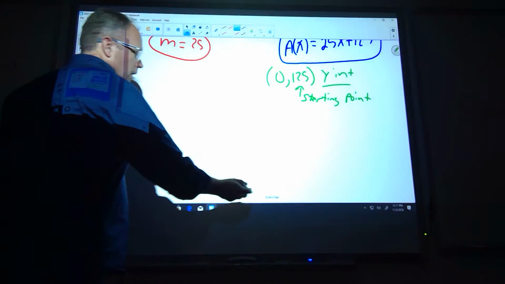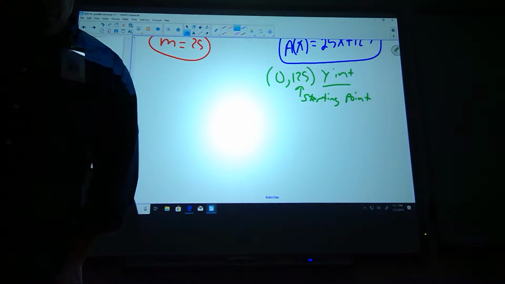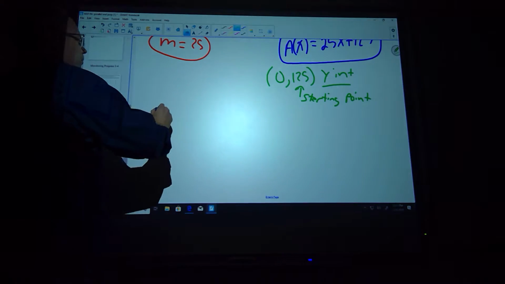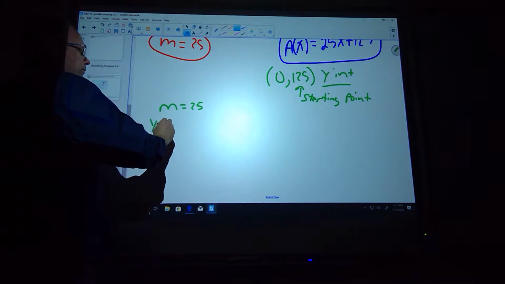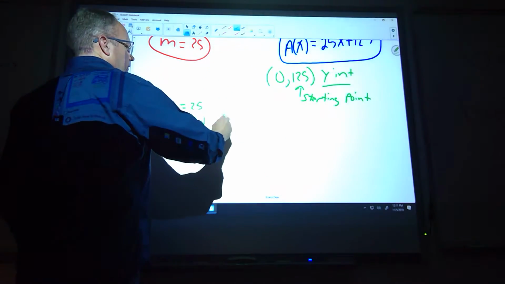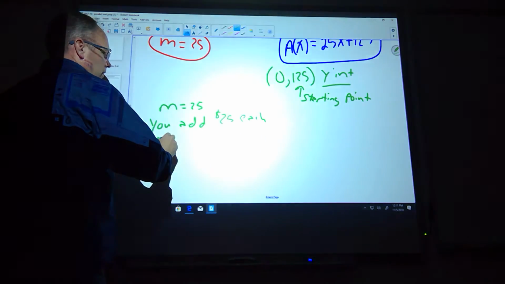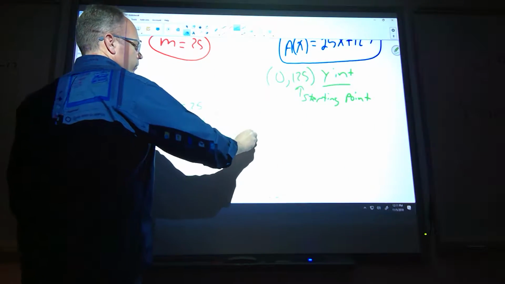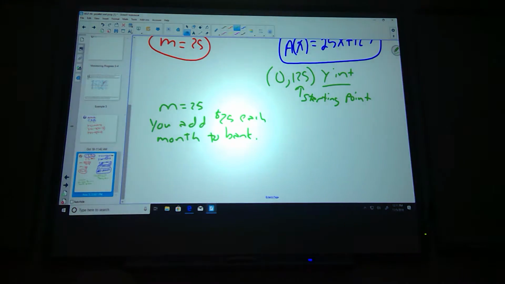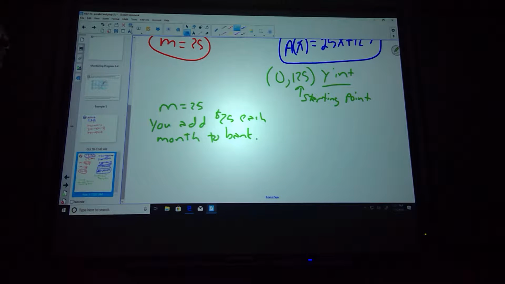What does the slope represent? Well, the slope is equal to 25. So you add $25 each month to your bank account. You gain $25 more each time. Okay, we did that. And then how much will you have after a year?